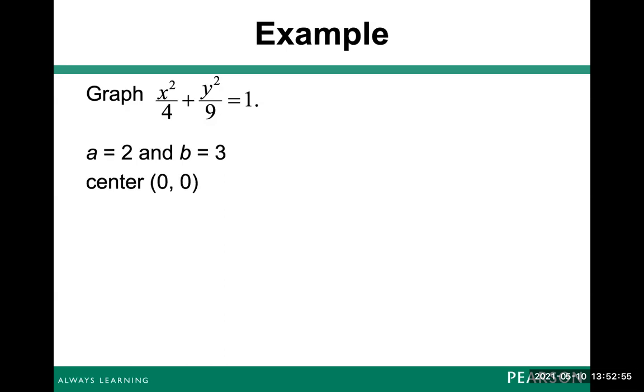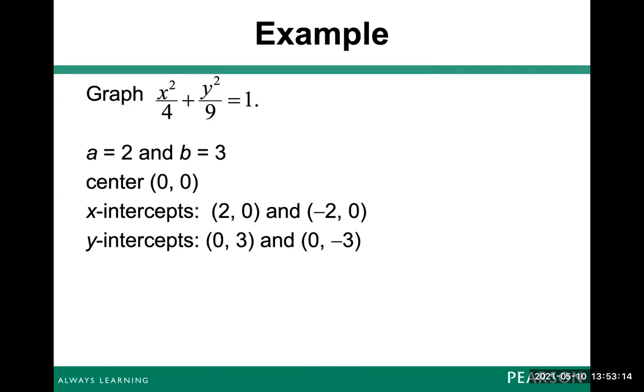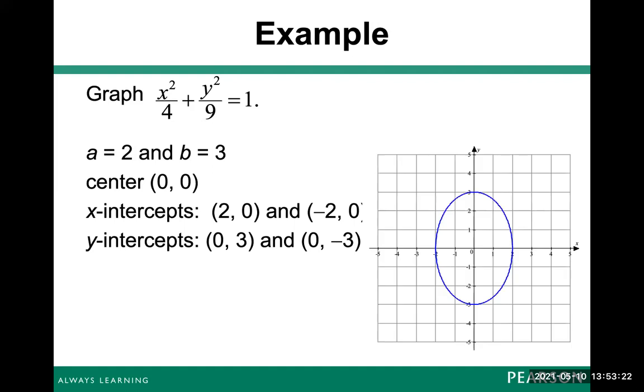So that means, first of all, we know the center is (0, 0). We're going to talk in a few minutes here about what the equation looks like when the center is some other point. The x-intercepts are (2, 0) and (-2, 0). Remember, (a, 0) and (-a, 0). And the y-intercepts are (0, 3) and (0, -3). So if you plot those 4 points and connect them with an oval, you will get the graph of your ellipse.